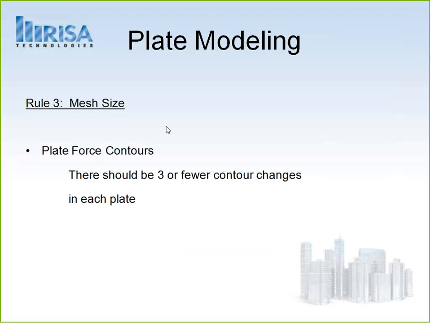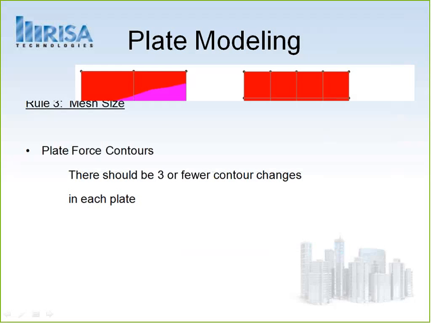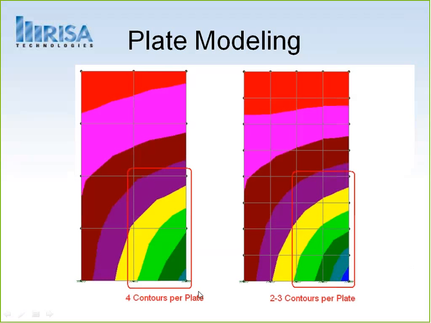When we're looking at the mesh here, we don't want our contours to be more than 3 colors, or 3 contours within each plate. A picture of that is a good illustration. What we see is that we have 2 to 3 changes of contours. We actually have 4 in here on the left one. So that means that we're looking at 4 different stratifications of color in this one plate.